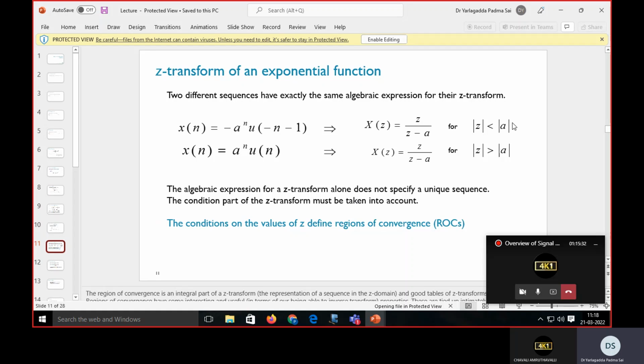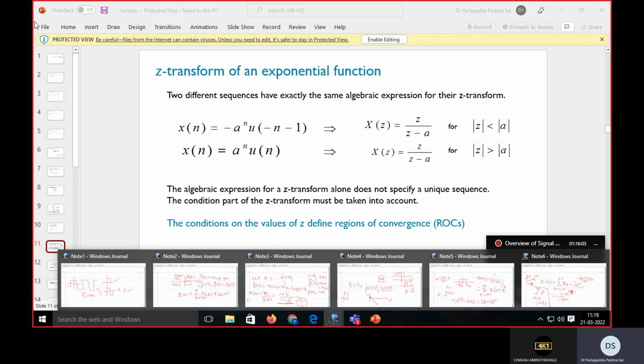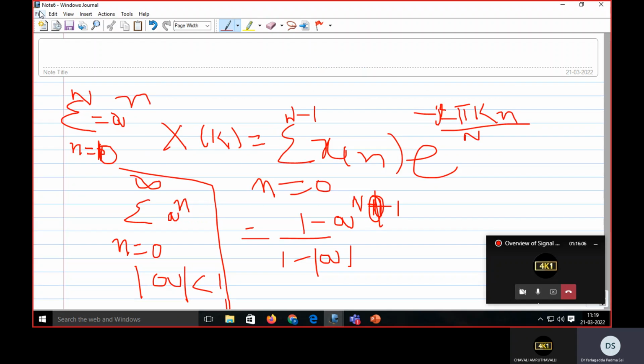You can get a doubt. In Z transforms, you are telling the ROC with respect to a circle, but in the Laplace transform we are discussing that the ROC is always a strip parallel to the y-axis. Why? Can anyone tell why the ROC in the Z transform is a circle whereas there it is a strip parallel to the y-axis? Anyone?